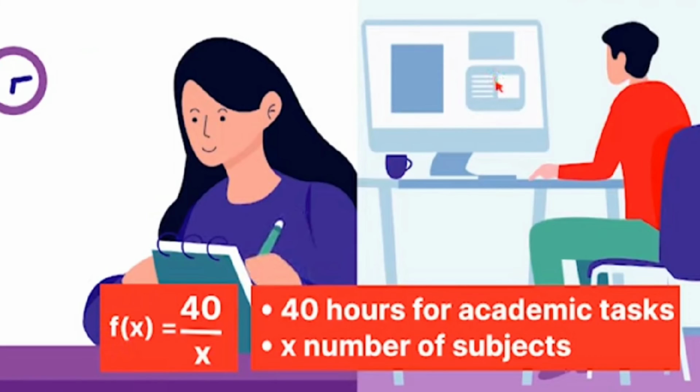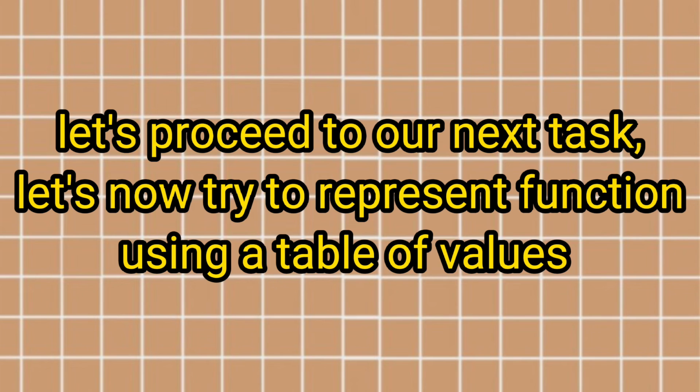If a student has to spend 40 hours a week for academic tasks, and he or she has x number of subjects, let f(x) represent the time a student has to allot for one subject. Since the student has 40 hours a week for academic tasks, and it has to be divided into x number of subjects, then it can be represented as f of x equals 40 over x. We just have represented a situation using a rational function, which is also a rational equation. Let's proceed to our next task.